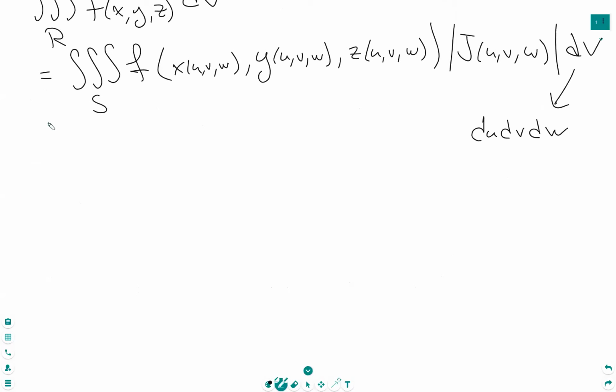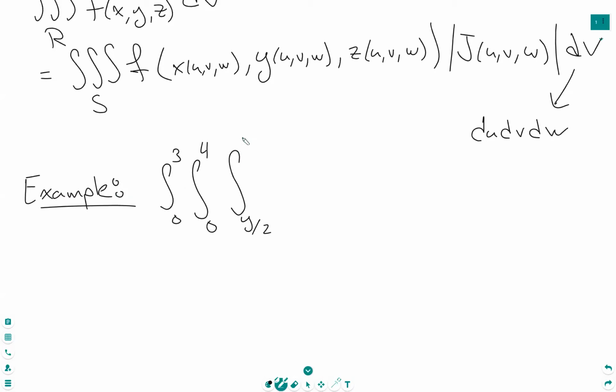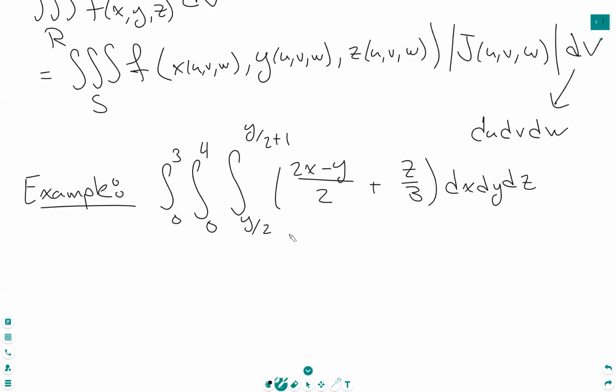Okay, so let's do another example. This time we're going to look at the triple integral 0 to 3, 0 to 4, and y over 2 to y over 2 plus 1 of the quantity 2x minus y over 2 plus z over 3 dx dy dz. And we are going to have the transform that u is equal to 2x minus y over 2, v is y over 2, and w is z over 3. So this should look pretty similar, right? This is very close to the first example we did. There's just a little bit of difference with the integrand, as well as it's now inside of a triple integral. But the xy bounds are the same.